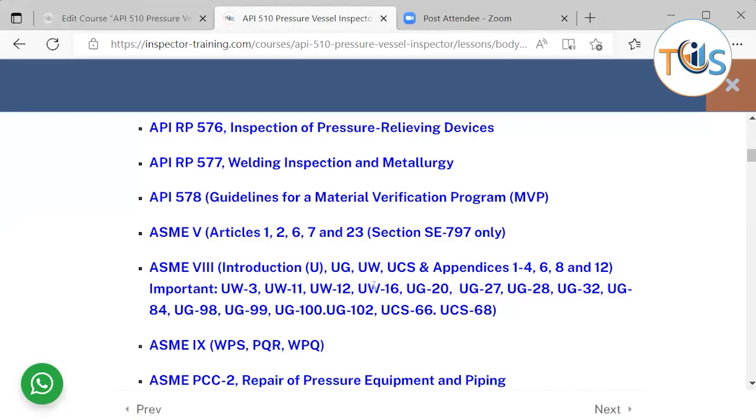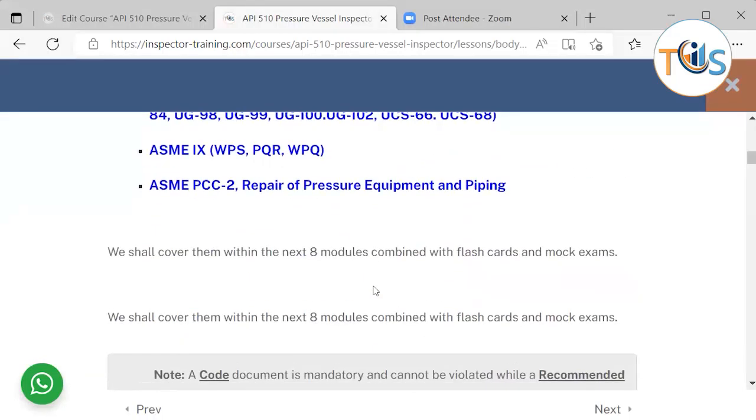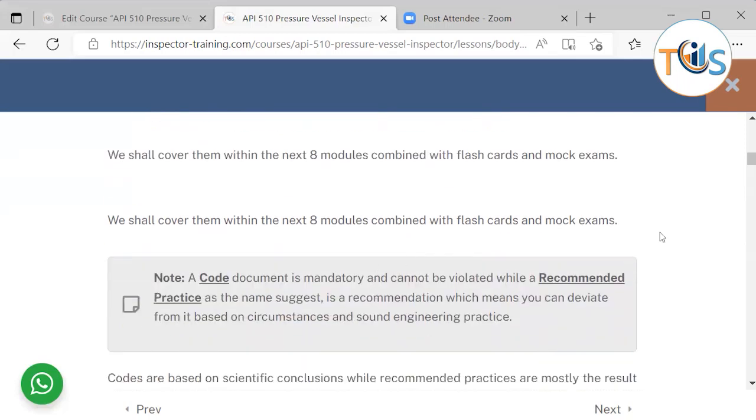I remember that most of the API, although it supersedes ASME Section 8 during the operation and maintenance, is actually taken from ASME Section 8 and frequently refers to that. And the last one is ASME PCC-2, which is the guideline for repair of pressure equipment and piping. So within the next 8 modules, we shall cover all these, complete with flashcards, practice questions, quizzes, and highlighted portions of the actual documents.